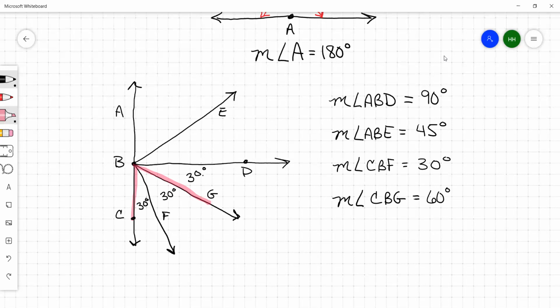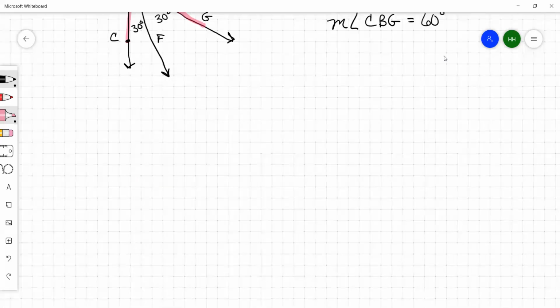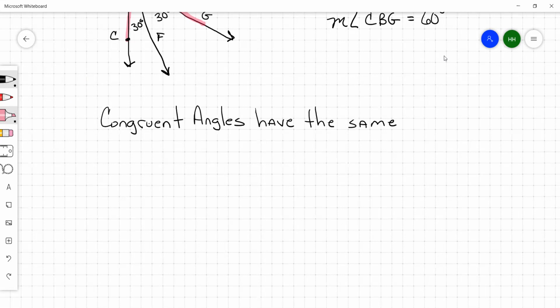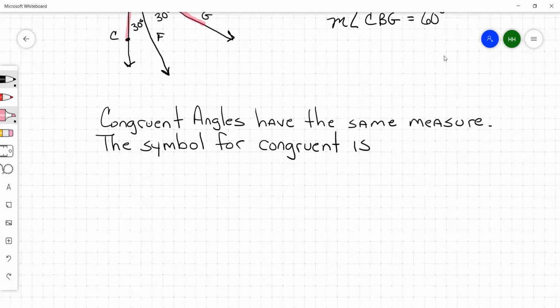All right, a few more things to talk about, and then I'll give you some practice. Let's talk about congruent angles. Have the same measure. The symbol for congruent is the equal sign with the little squiggly line over it.